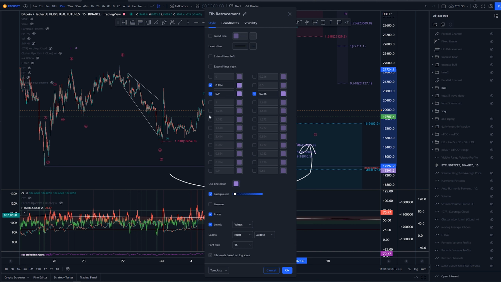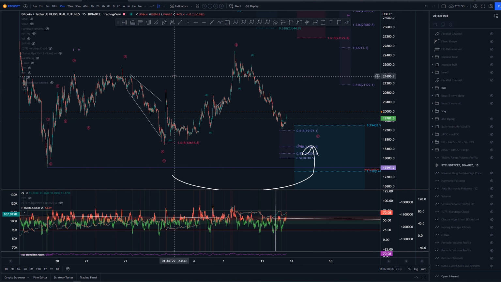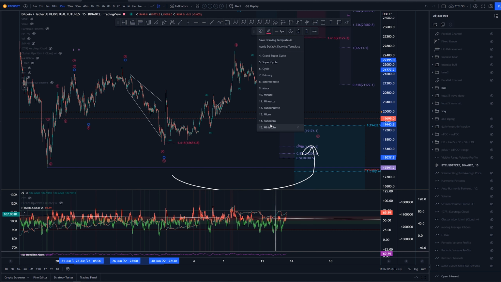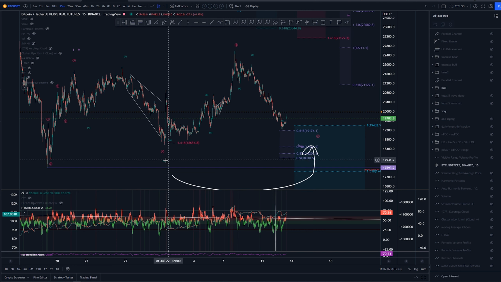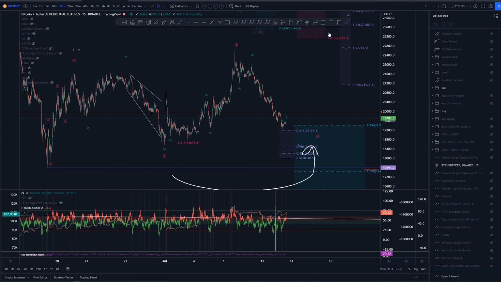Let's add the 0.618 as well here. Here we go, and we are right around that area. Now, overall, again, let's fix these. So this should be sub-micro. So that is the A wave. So A, B, and C.